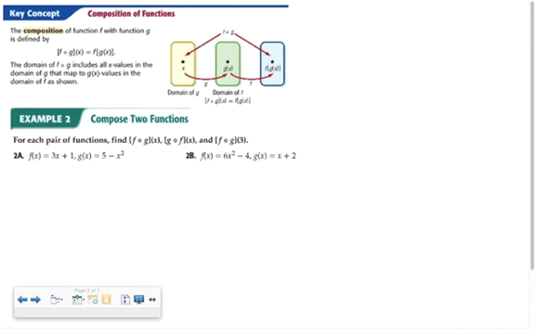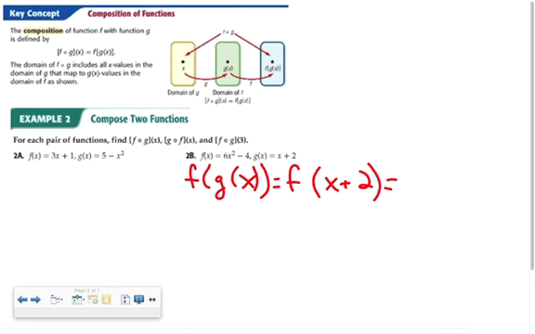In part B, once again, they're asking us for the f of g of x, the g of f of x, and then the f of g of 3. So the f of g of x means that I'm taking the f of x plus 2, which means I'm taking x plus 2 and plugging it in for x in my f function. So I'll have 6 times x plus 2 squared minus 4.